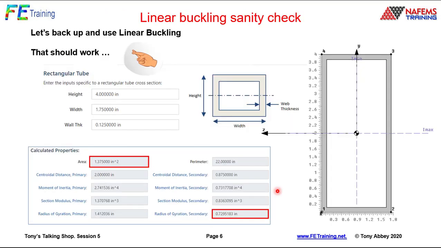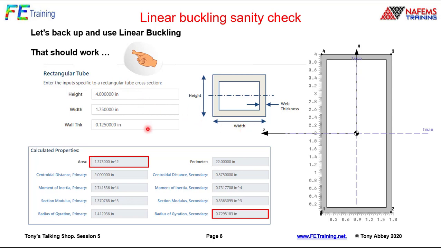So let's back up a little bit. Nonlinear buckling didn't seem to work with just that applied end load, so let's see what linear buckling will do. Now that should work. Keep our fingers crossed. We'll talk about why it should work a little bit later on, as opposed to nonlinear buckling, which may or may not work. So this is just a rectangular section.